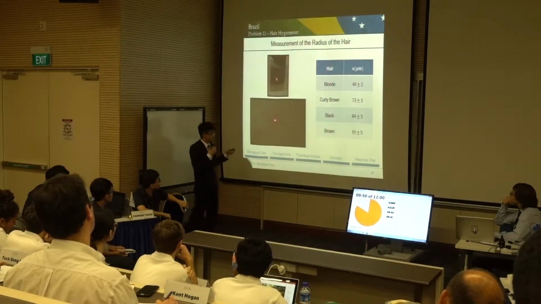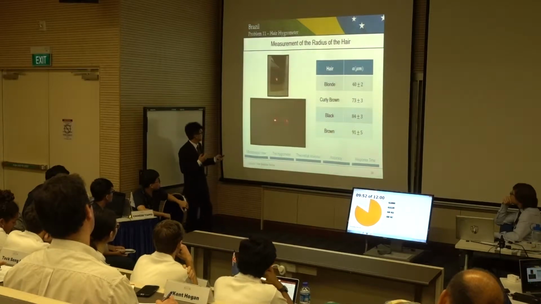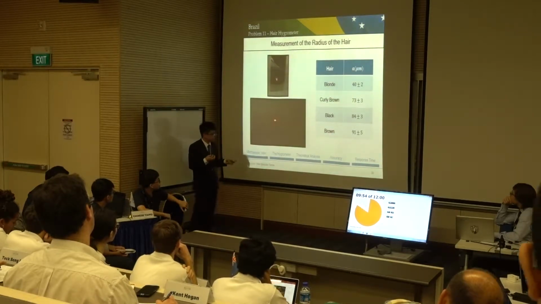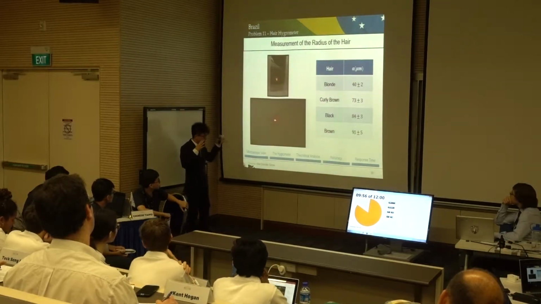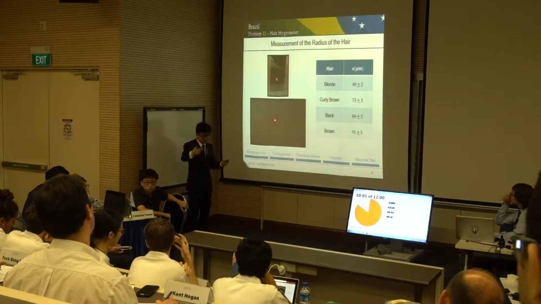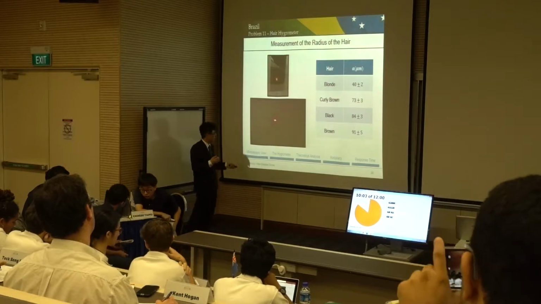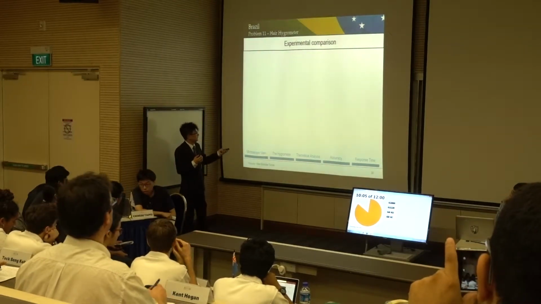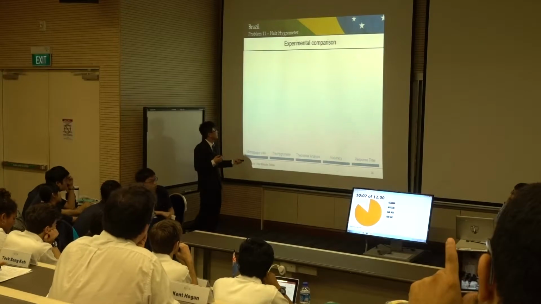In relation to the radius measurement of the hair, we measured the radius with the diffraction method. We put a distance of about 5 meters between the light and the wall to try to measure the radius of the hair. So here I have the measurements for 4 radii.